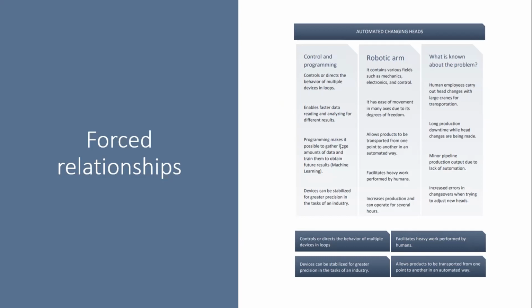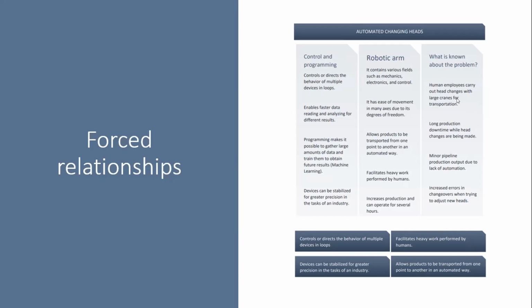So these topics are, in general, the control and programming, and also for the robotic arms, we have different movements in axes, degrees of freedom, and mechanics, electronics, and control. The transportation from one point to another, to facilitate heavy work performed by humans, and also the increase in production that can be operated. So as I said before, these are general topics that will give us ideas to join them and check if these ideas follow some points about our project.